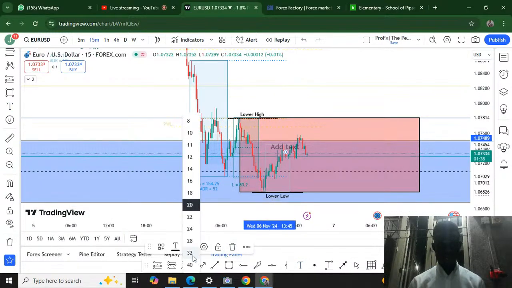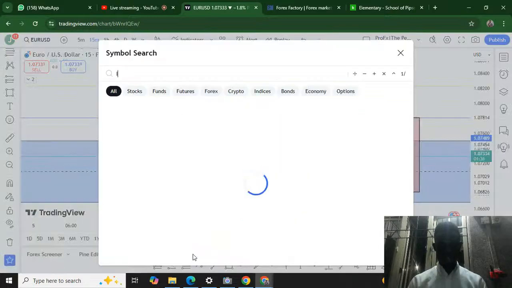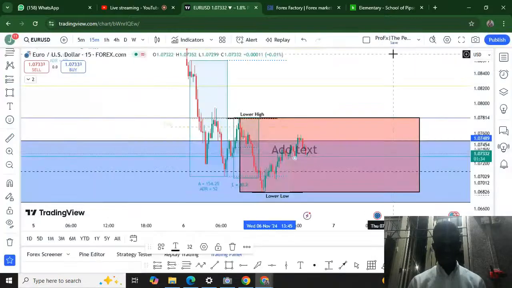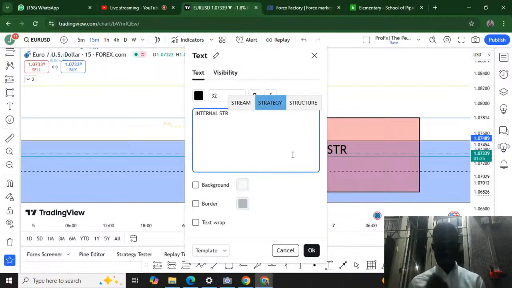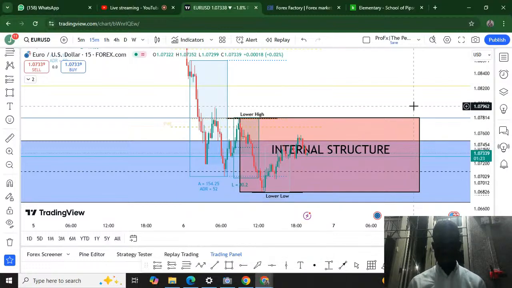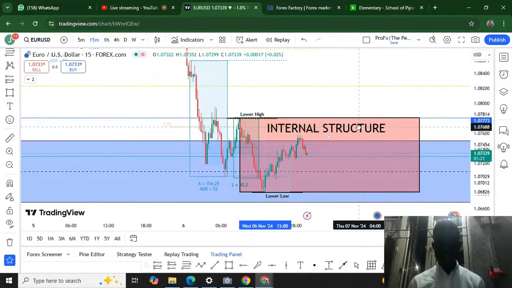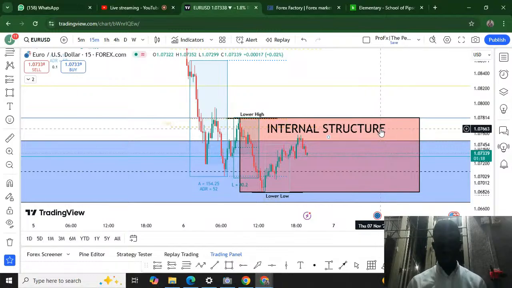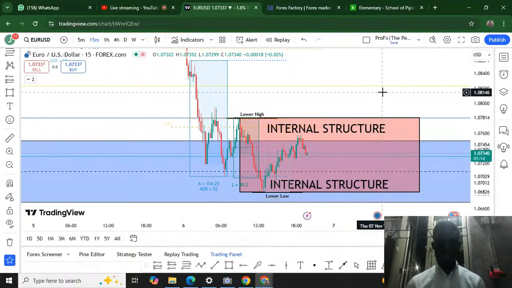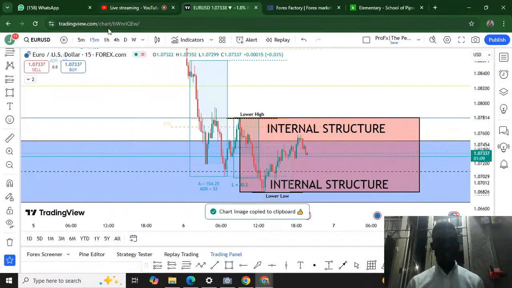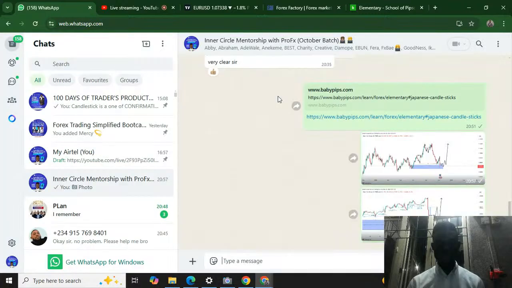Let me write it so big. Internal structure. We need to see a breakout. Everything here is internal structure, internal structure, internal structure. So don't be trapped.